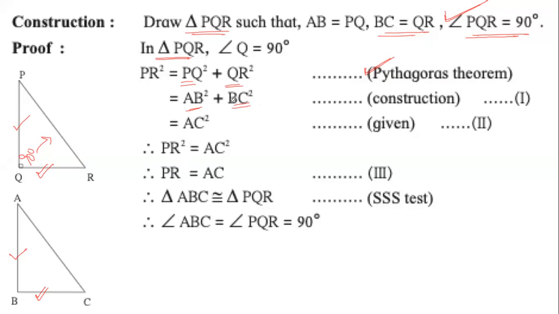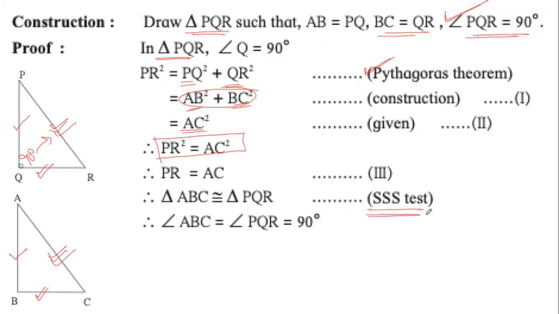We know it is already given that AB square plus BC square is AC square. So going round and round, we have arrived here, that PR square equals AC square. If we take square root on both sides, we will get PR is equal to AC. Now look at these two triangles, ABC and PQR. Their sides are congruent.